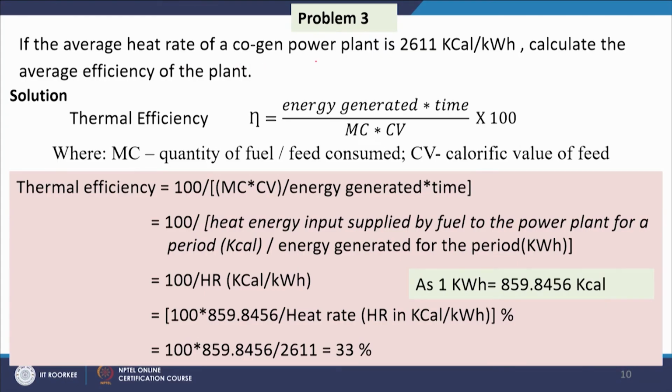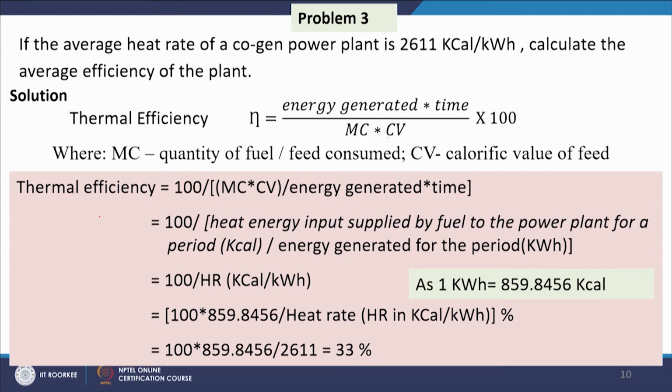Now, problem number 3 statement is, if the average heat rate of a cogen power plant is 2611 kilocalorie per kilowatt hour, calculate the average efficiency of the plant. So, we have discussed in our previous class also that thermal efficiency is equal to energy generated into time divided by MC into CV into 100. So, this is the formula where MC is the quantity of fuel or feed consumed and Cv is the calorific value of the feed. So, this is the efficiency we know.